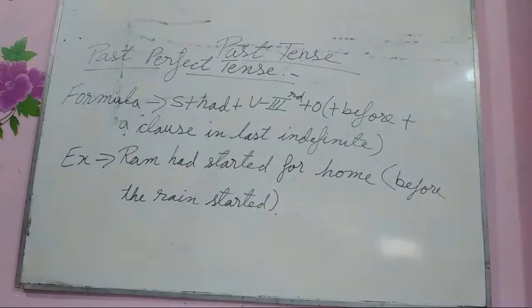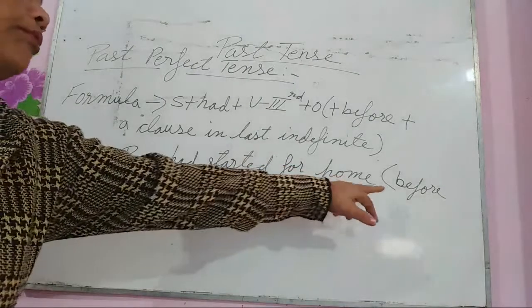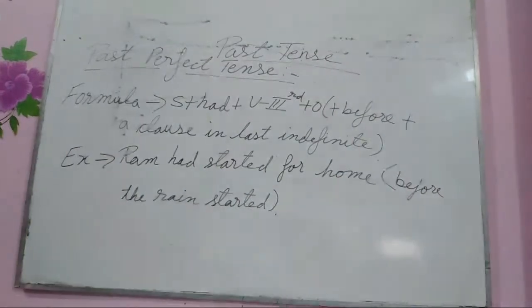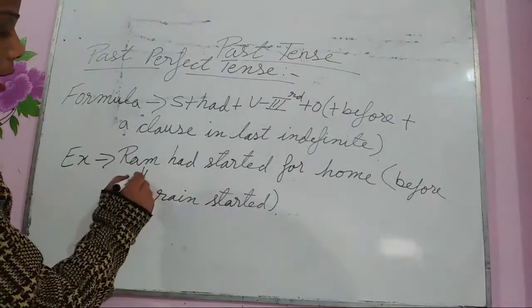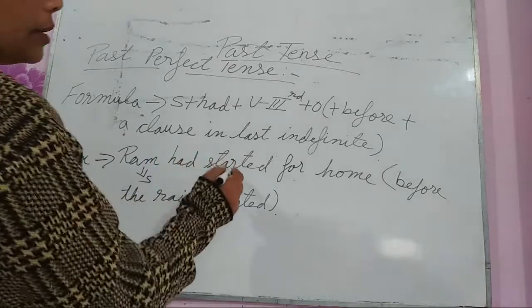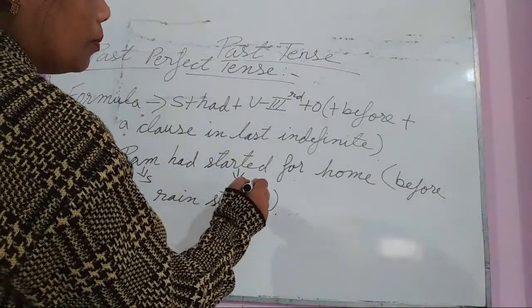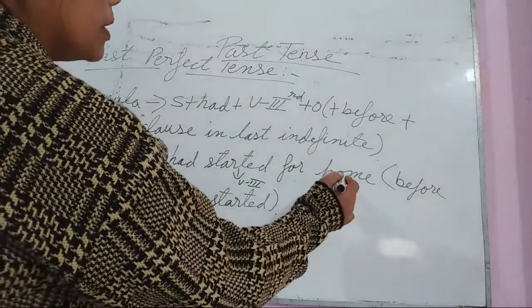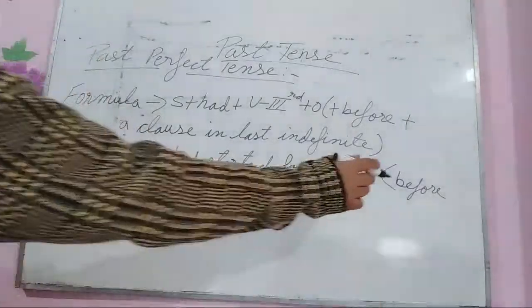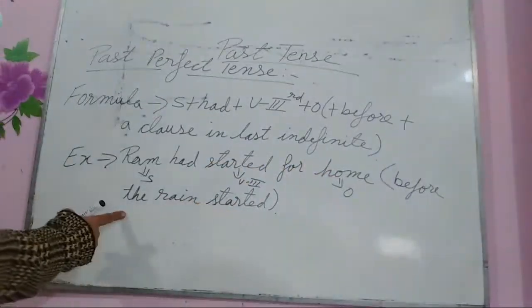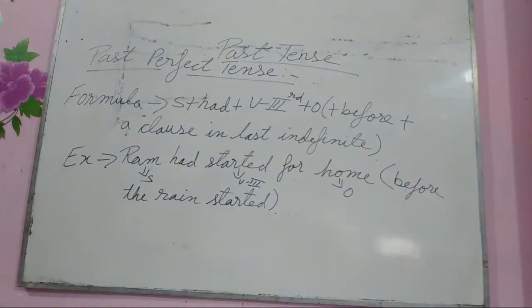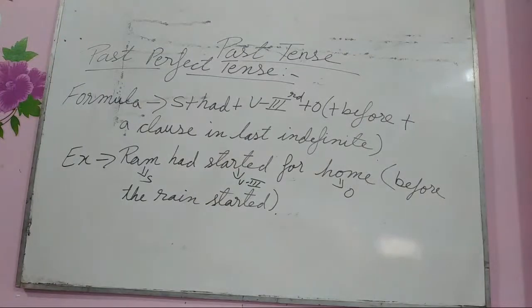So according to the formula, you can see an example is given over here. Ram had started for home before the rain started. According to the formula, Ram is the subject, had started, this is the verb of the third form, for home is your object, plus before the rain started. The rain started is the clause in past indefinite. Let's see the next example.